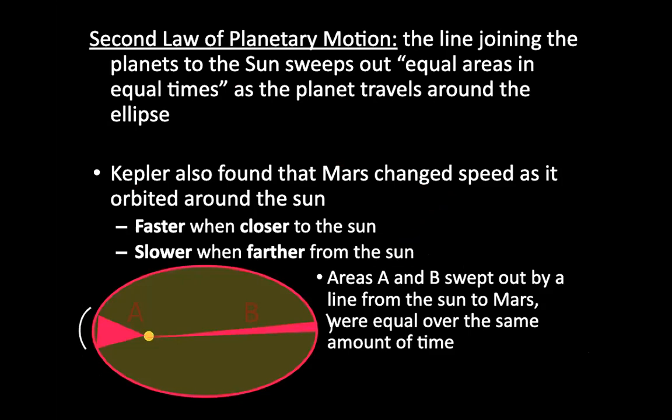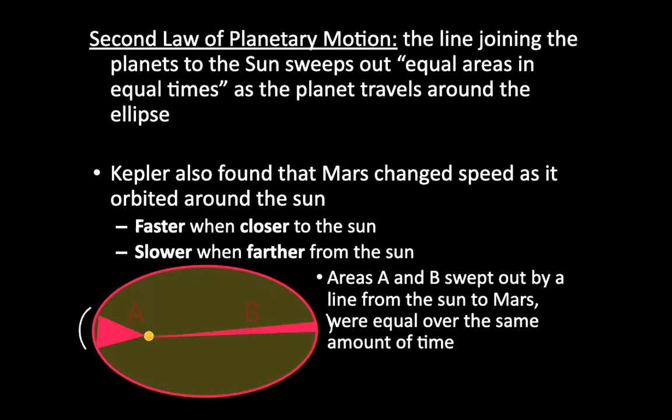So the second thing, I'm sorry, we can't see it. Okay, the second law of planetary motion: the line from the planets to the sun sweeps out equal areas in equal times. So as the planet actually travels around the ellipse.